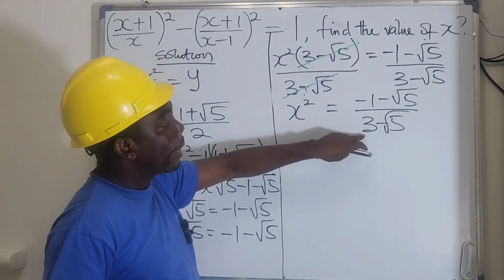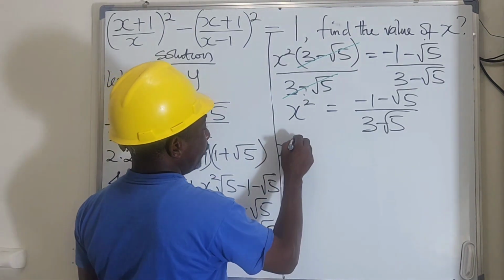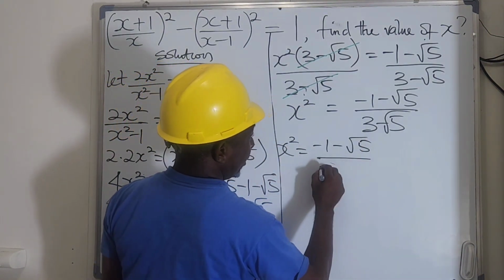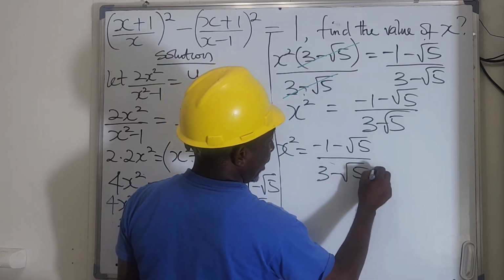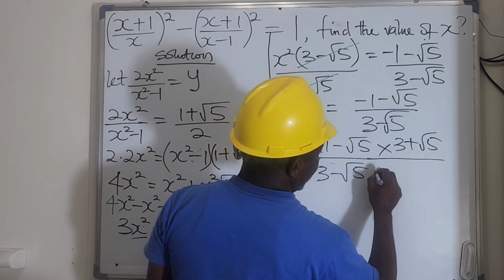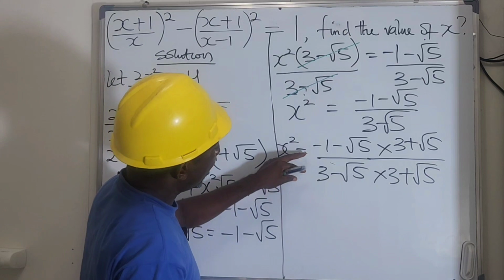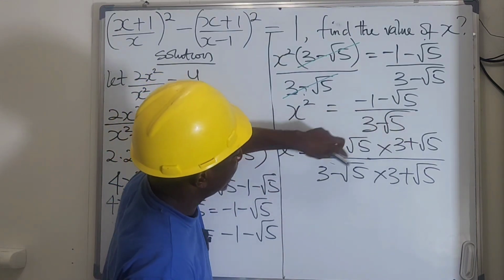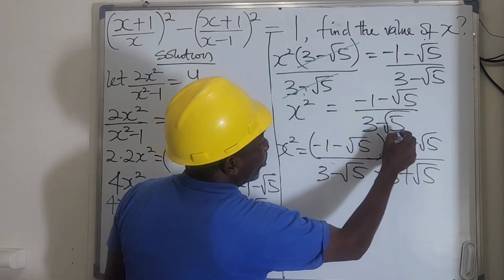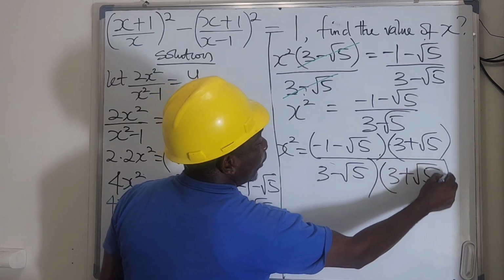So we can multiply by the conjugate of the denominator, where we will have x squared equals minus 1 minus root 5 all over 3 minus root 5, times 3 plus root 5 over 3 plus root 5. We are going to expand this. Let's put parentheses for us to understand.